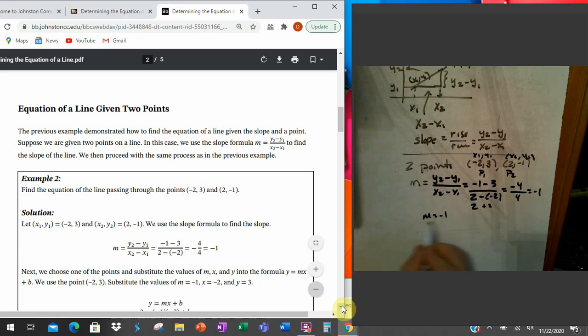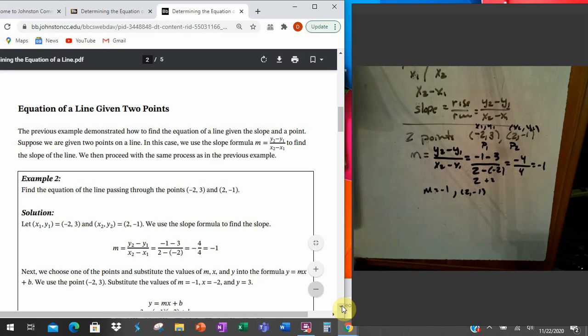Now, I want to do the very same thing I did last time, and I'm free to use either one of these points. Let's just choose point 2. So I'm going to do the very same thing that I did last time. I'm going to slide this up. Y is equal to -1 times x, or just minus x. That's understood at -1 there. Plus b, and then I'm going to use this point. This is my x and my y. So -1 is equal to -2 plus b.